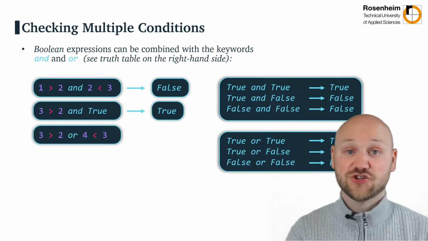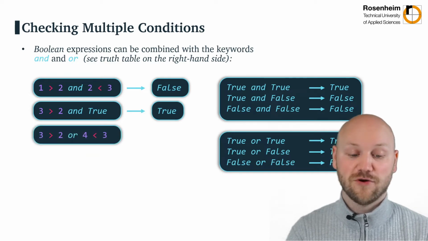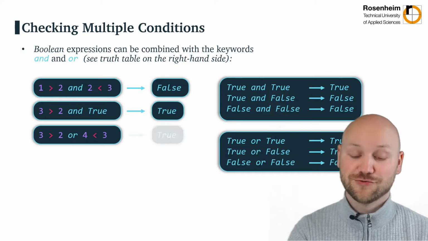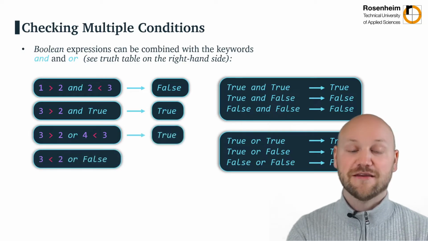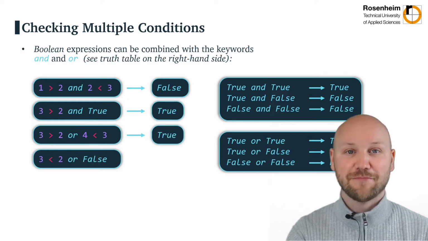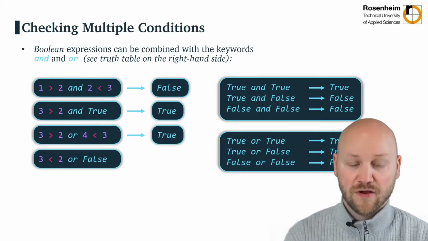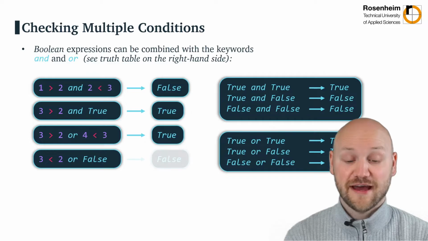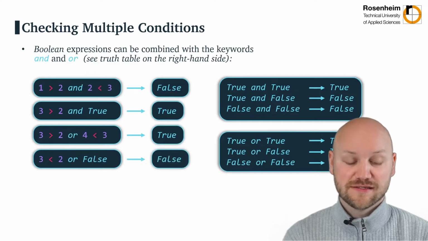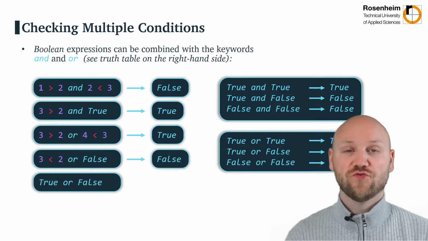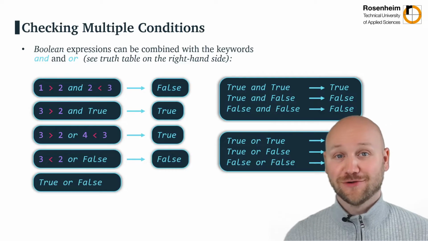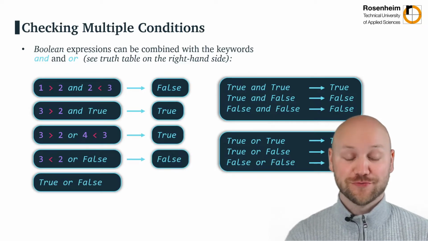3 greater than 2 is true, or 4 smaller than 3. One side was true, so we're getting a true here. And if both are false, like in this example, we have a false here as well. So next one is true or false, and this is actually also leading to a true.